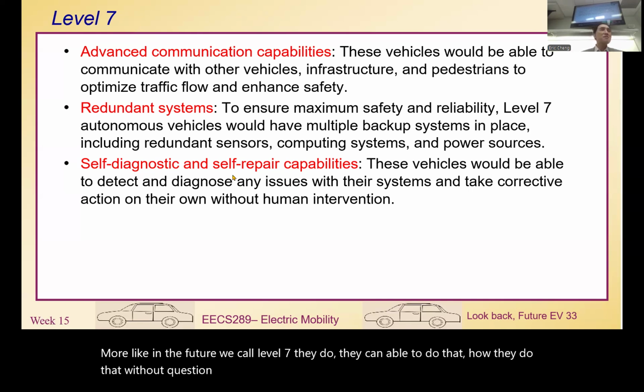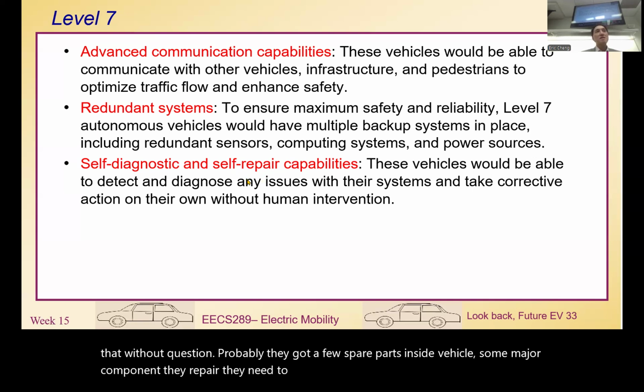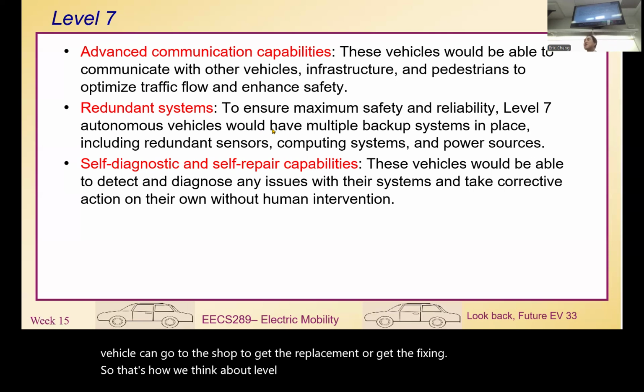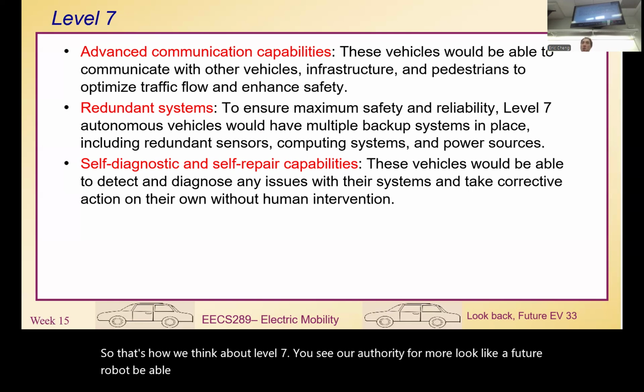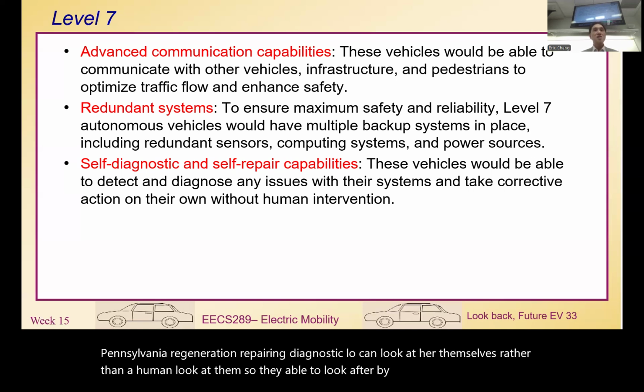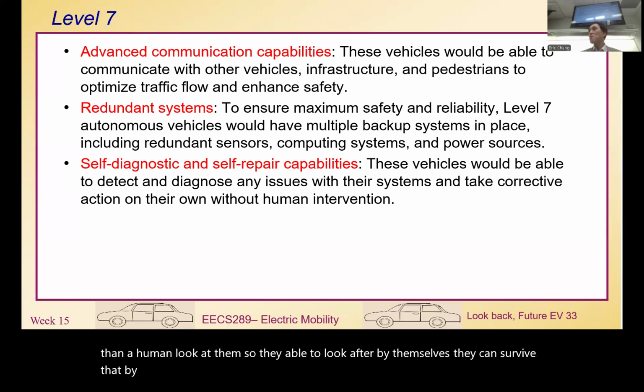Probably they have a few spare parts inside the vehicle. Some major components, if they need replacing, they can replace by themselves, or the vehicle can go to the shop to get the replacement or fixing. So that's how we think about level 7. You see, an autonomous vehicle looks more like a future robot, able to do its own regeneration, repairing, and diagnostics, looking after themselves rather than a human looking after them. They can survive by themselves without humans. Then that looks more like level 7.